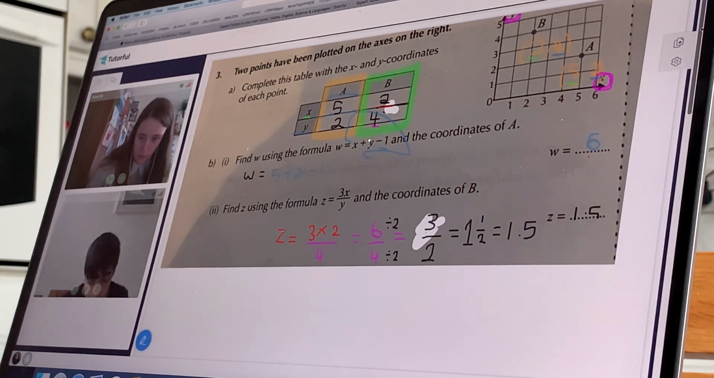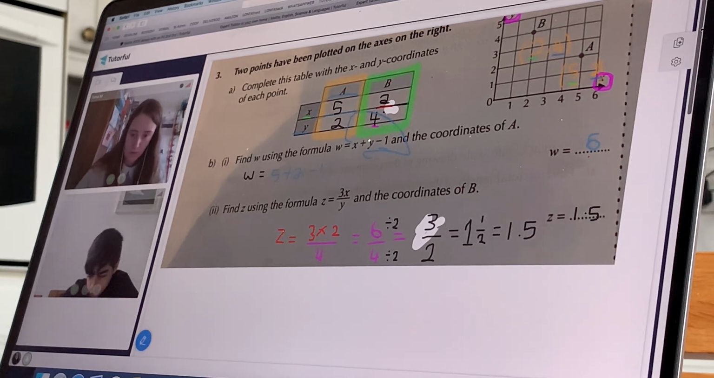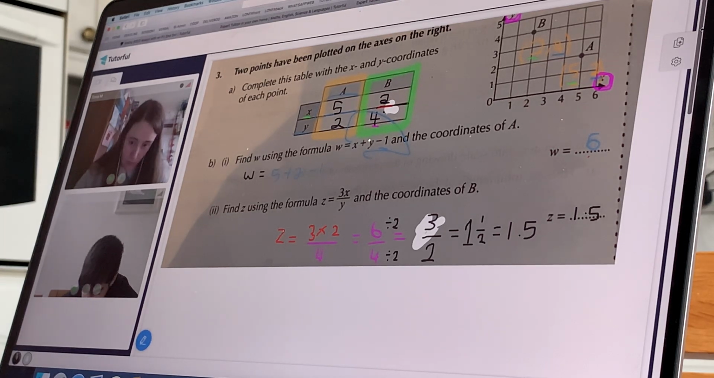Why would you need to divide 1.5 by 8? Because it says find z using the formula z equals 3x divided by y. Wouldn't that mean you'll have to divide 8 by 1.5? No, because we've done this. We did the x here. Look, I'll just get my highlighter. Oh yes, we've done it. We've done all the hard bit.